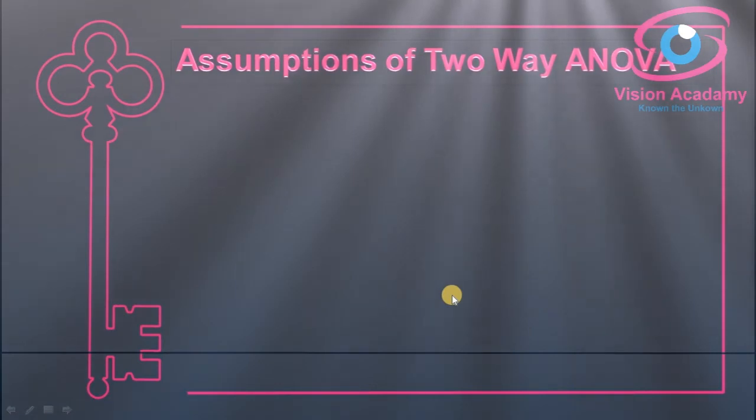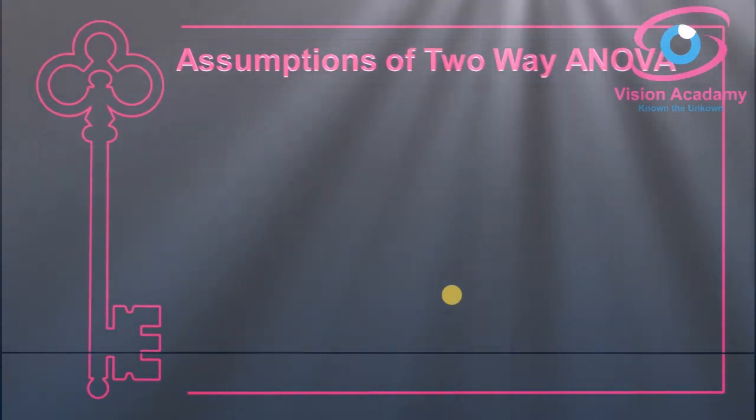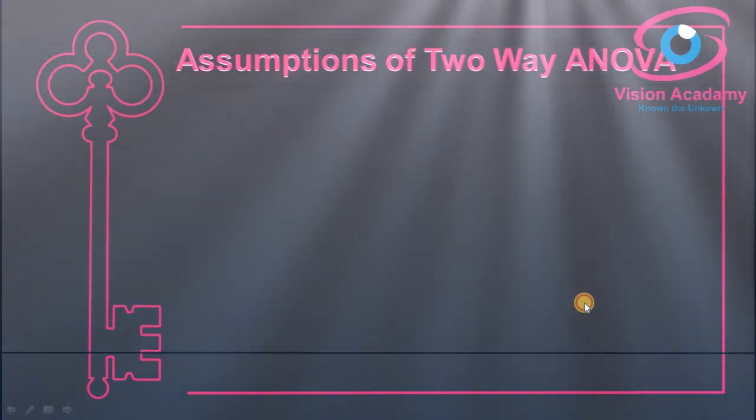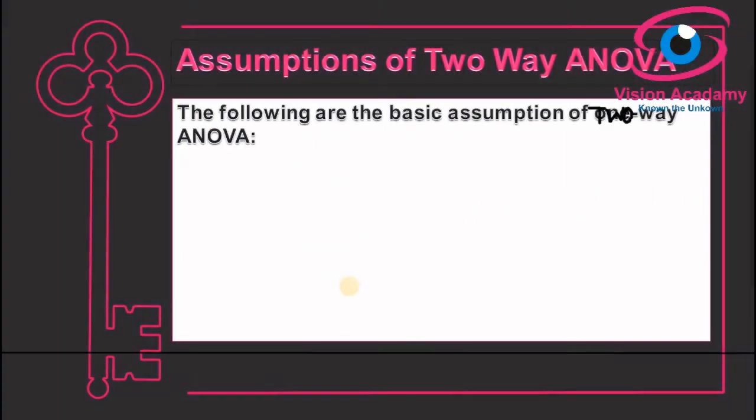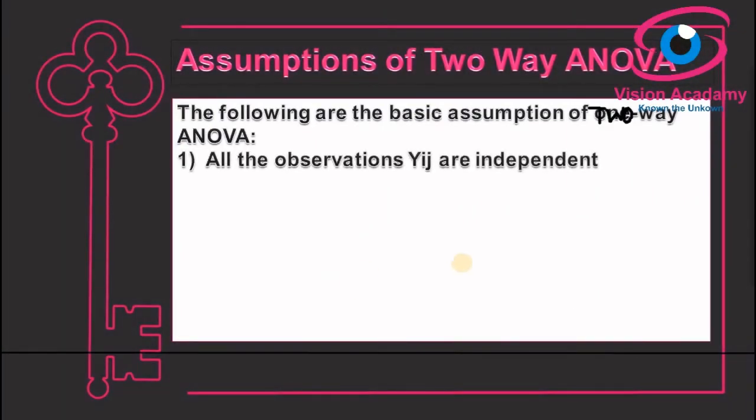Some of the assumptions are the same as for one-way ANOVA but with slight variation. The first assumption is that all the observations Yij are independent.